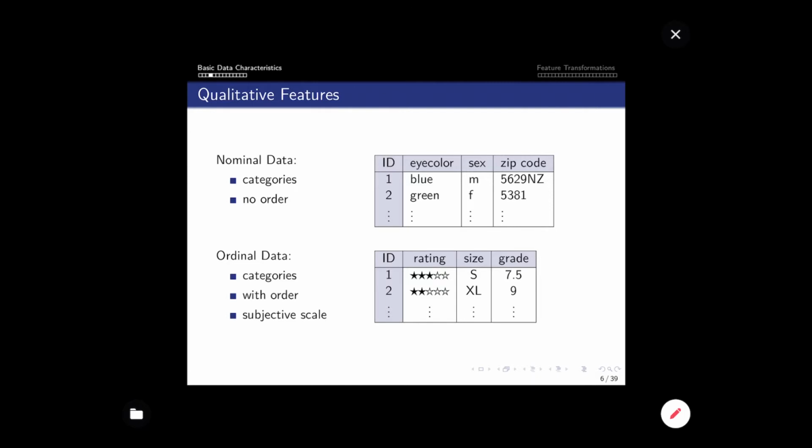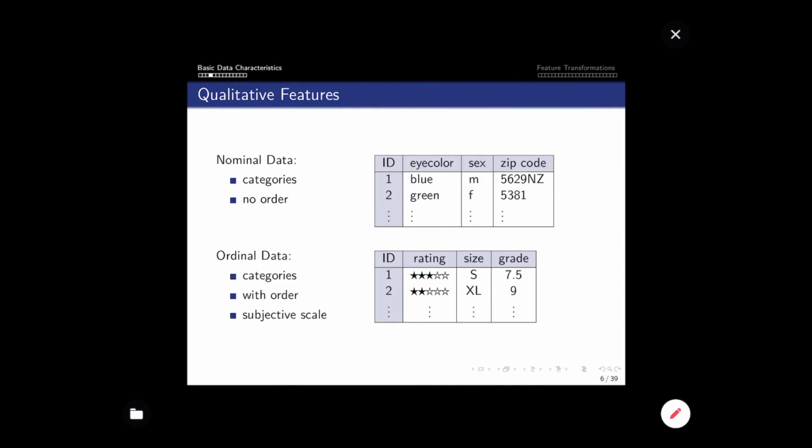So for example, you can think of a movie rating, like you can give 1 to 5 stars for a movie. But 1 star does not mean the same for every person. And also the differences are not necessarily always the same. So there might be a bigger gap between a 2-star movie and a 3-star movie than there is between a 3-star movie and a 4-star movie.